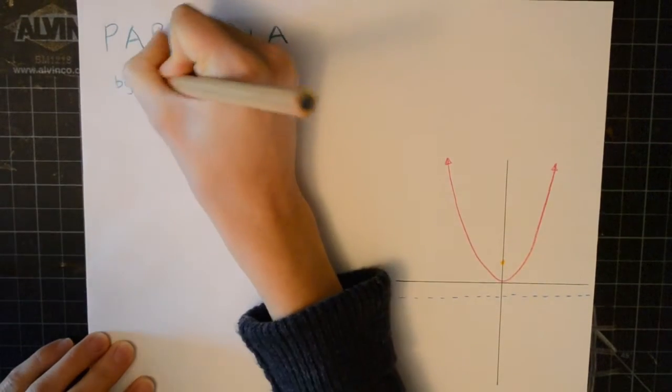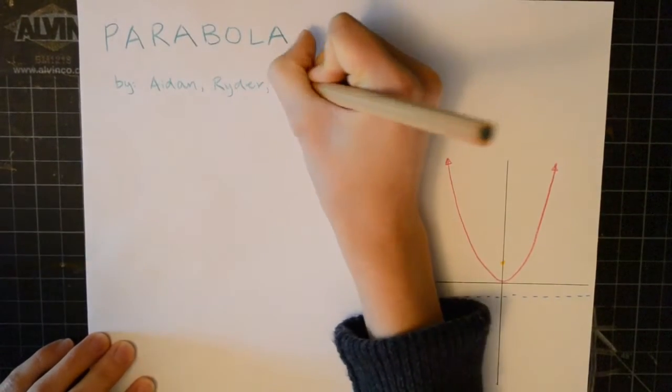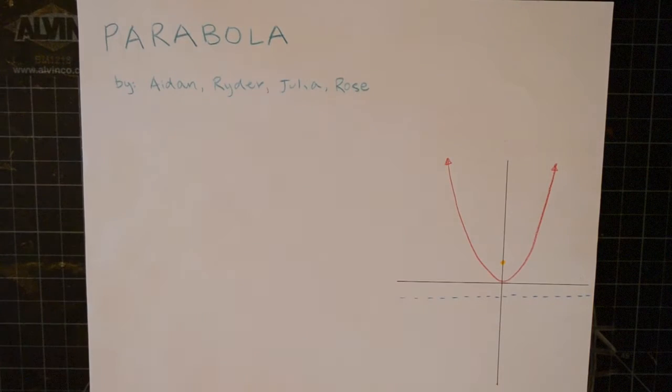Parabolas by Aiden, Ryder, Julia, and Rose.